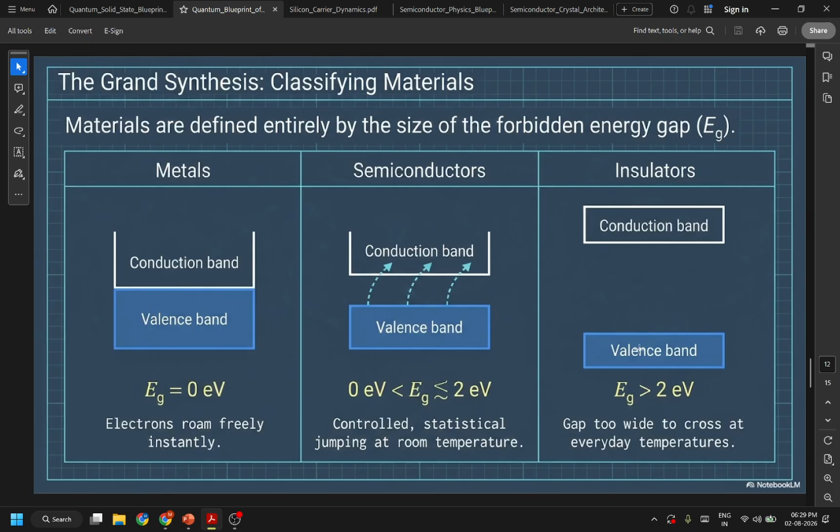Then we have insulators, where the valence band and conduction band are very far apart, over 2 eV. So the gap is too wide for crossing at normal temperatures. Then you have semiconductors, where there's a small finite energy gap between 0 and 2 eV, which results in controlled and statistical jumping at room temperature. So there is a small fraction of electrons in the conduction band, which can be quantified.